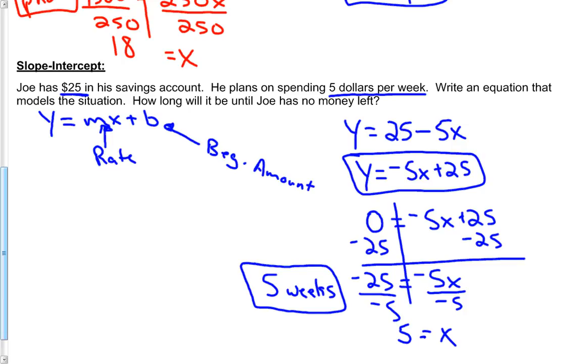Just make sure you're watching it and you're paying attention to what you're doing, because this applies to a lot of what first semester Algebra 1 is. I believe on the first page of your review packet, there is a word problem on here that is a slope-intercept problem. So you can take a look at that and reference this video to help.